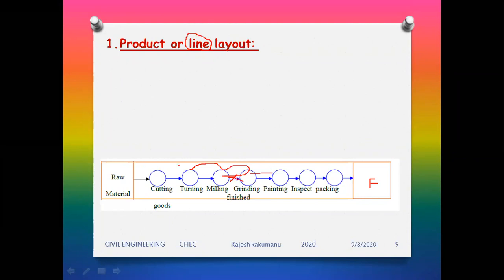That's why, like the paper on which you wrote step by step, in a product layout also the process should go in a straight line fashion. It should not return back.